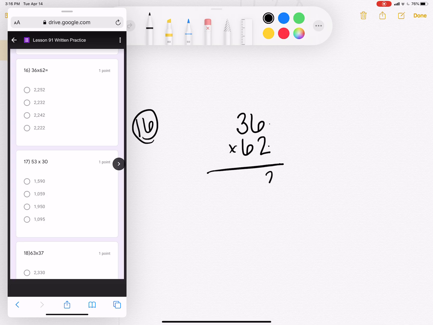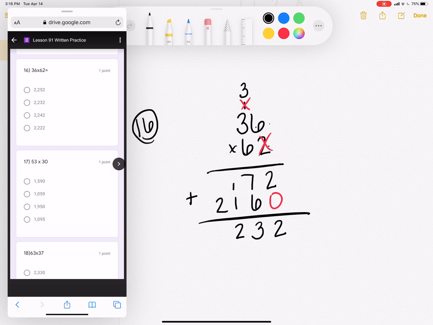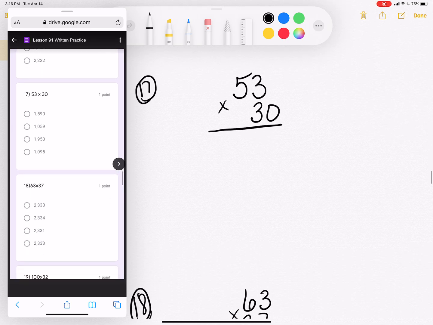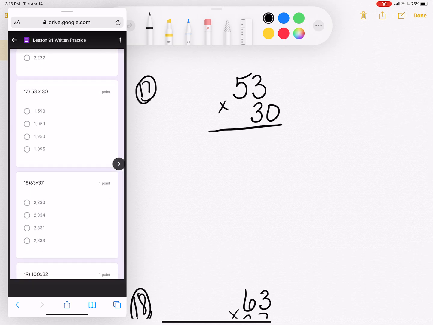Number 16, 36 times 62. 6 times 2 is 12. 3 times 2 is 6, plus 1 is 7. Now we're going to do those three things. 6 times 6 is 36. 6 times 3 is 18, plus 3 is 21. Add these two. 2 plus 0 is 2. 6 plus 7 is 13. 2,232 on number 16.